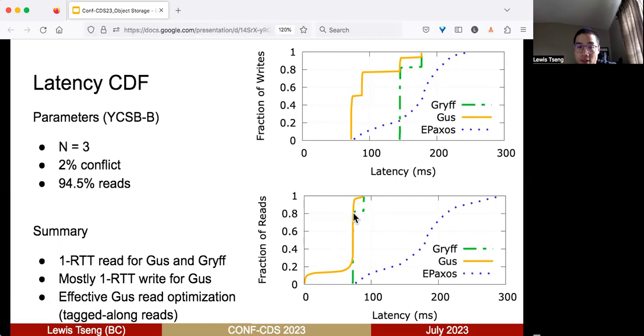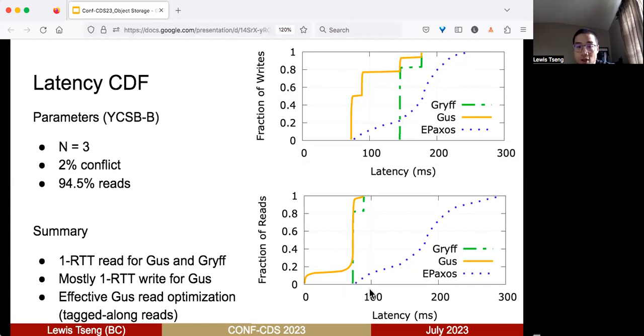And then you can see that almost 80% of latency is at this 77 milliseconds because we allocate the readers equally. And here you can see that GUS, the orange one, is much better than Gryff for the write. Again, this is because GUS has optimistically fast write, while Gryff doesn't have that property. And for EPaxos, because you don't have instant execution, it's going to be slower.